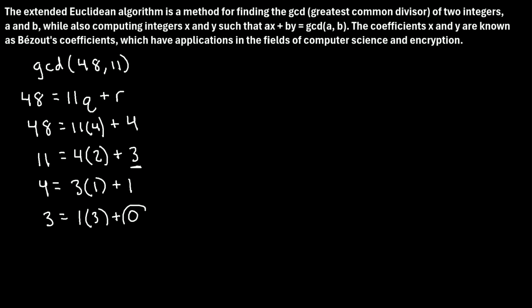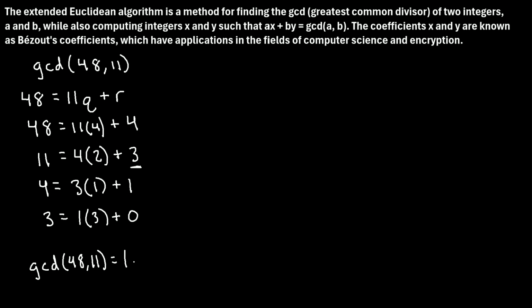So once we get 0 as our remainder, our greatest common divisor between the two original numbers is simply the previous remainder, which is 1. So the greatest common divisor between 48 and 11 is just 1. So let's go ahead and write that right here. So that's the first thing that the extended Euclidean algorithm finds. It finds the greatest common divisor between two numbers. So we found that is equal to 1.